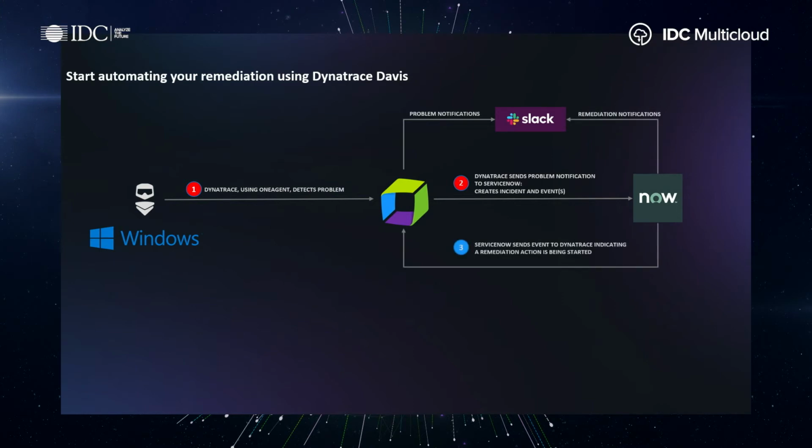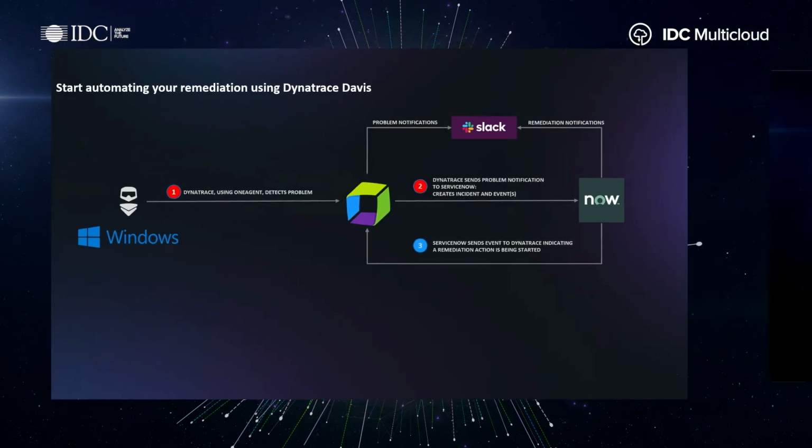And then ServiceNow will tell Dynatrace, hey, Dynatrace, I've received your problem. I'm going to try to automatically remediate, and I've started that action. At the same time, ServiceNow also tells that to our Slack channel. So people are aware of what is happening, completely automated.